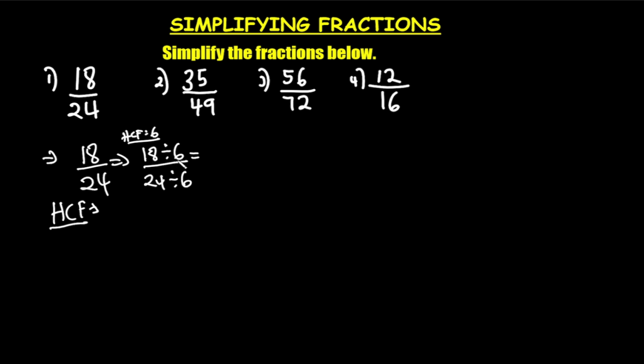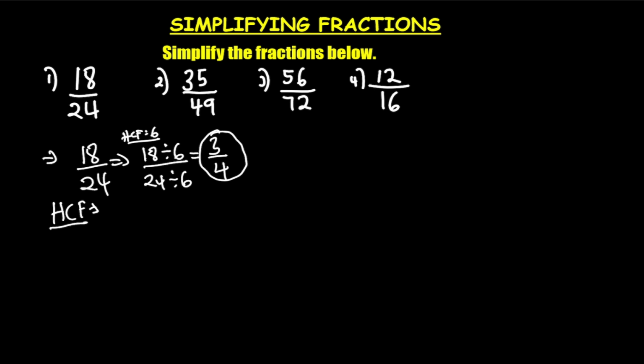18 divided by 6 is 3 because 6 times 3 is 18. And also 24 divided by 6 is 4 because 6 times 4 is 24. And so my final answer is 3 over 4. Now this 3 over 4, I cannot simplify it further because this 3 is a prime number, and even if I break down the 4, I cannot simplify it. So my final answer is 3 over 4. This one is the lowest term, or the simplest form of 18 over 24.